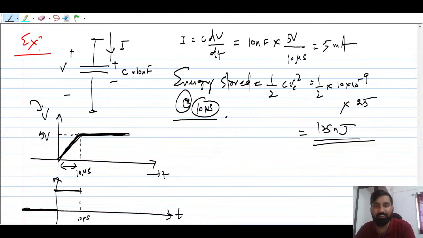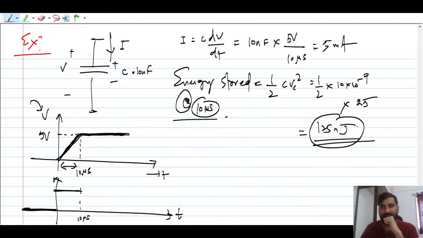So, what will be the power here? This is going to be the energy stored, 125 nanojoule. Now, if someone asks what the power is, the power is nothing but: take the capacitance, that is 10 nanofarad, multiply with the voltage, that is 5 volt here, and then multiply by dV by dt. So you can get the power. Power will be 25 milliwatt.